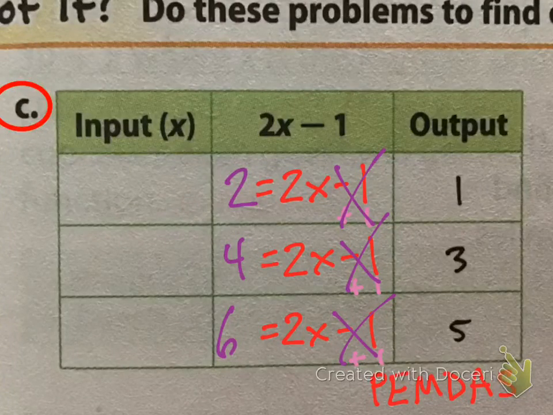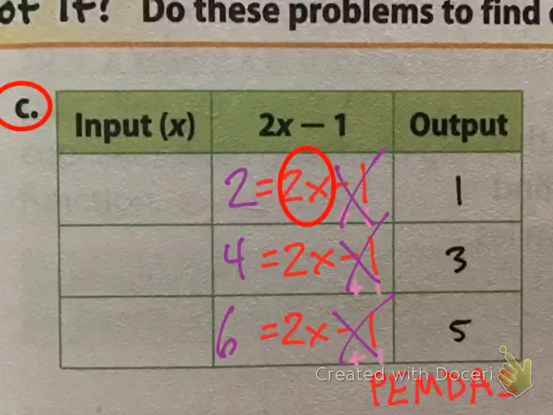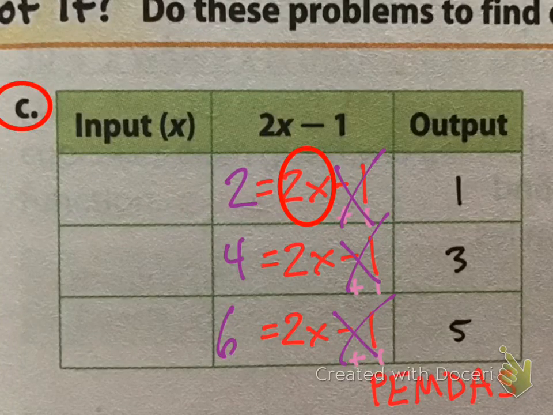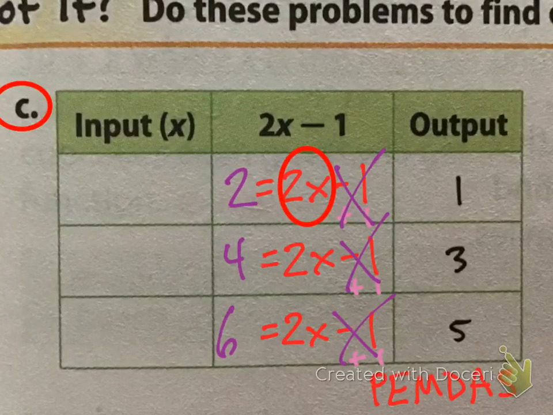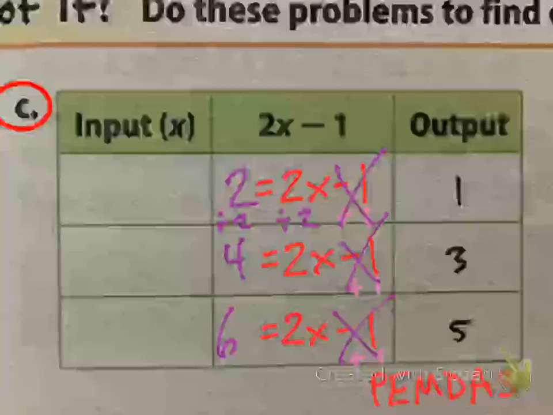So, you add 1. What is happening to this 2x? What operation is happening? Tobias? Multiplication. So I got to do the opposite of it. What's the opposite of multiplication, Gore? Division. So I'm going to divide each side by 2.